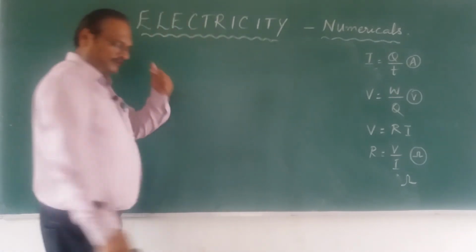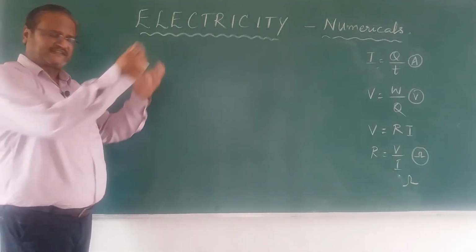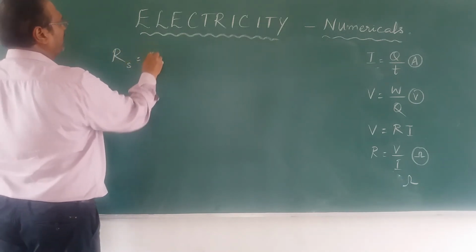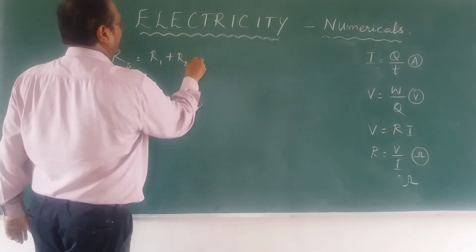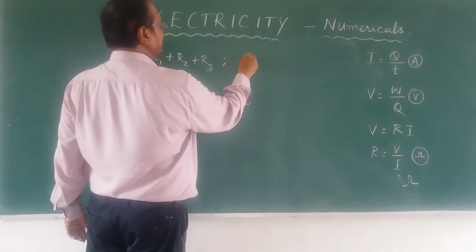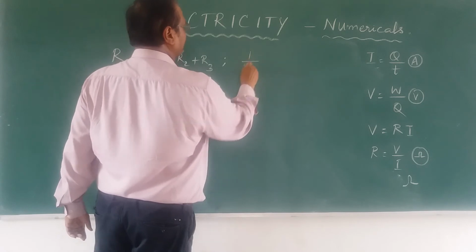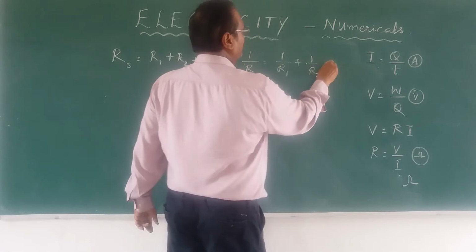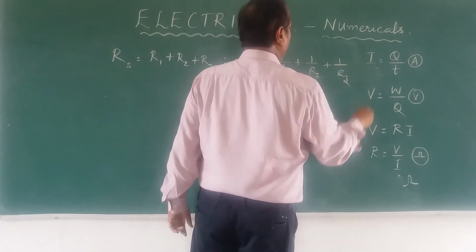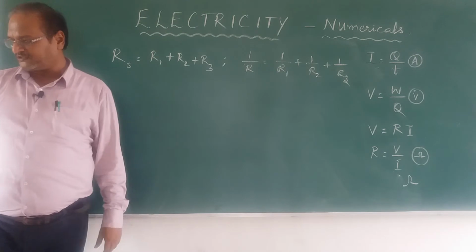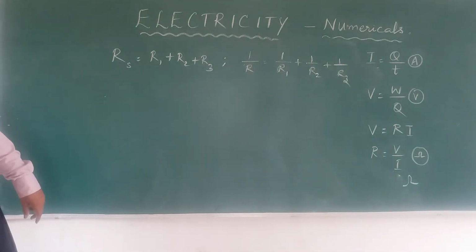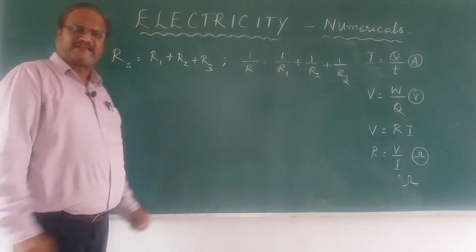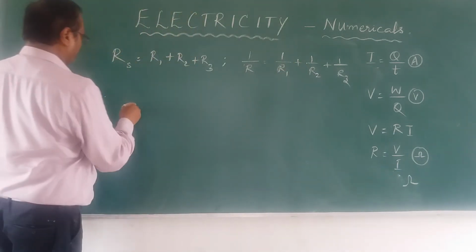Now, we also know resistors in series and resistors in parallel. Resistors in series, you say R1 plus R2 plus R3. And resistors in parallel, 1 upon R is equal to 1 upon R1 plus 1 upon R2 plus 1 upon R3. So these are the two formulas. One is for series and another is for parallel. This is the parallel equation. Let us take a simple example and then I will do a question from the textbook.